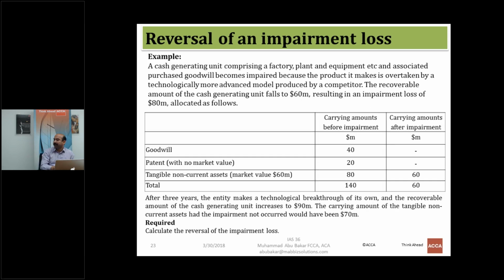What is this 70 million in fact? This 70 million is the carrying amount of the tangible non-current asset had the impairment not occurred. Simply calculate the carrying amount of that asset ignoring the impairment, till the point of reversal. So while reversing the value of that asset, you cannot go beyond that amount. This is the simple principle for the 31%.